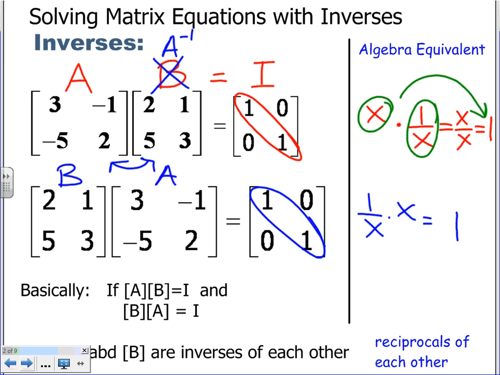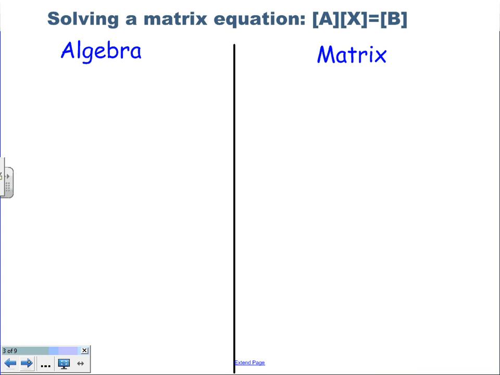This is the only time where order can go both left to right and right to left. But the important thing here is that matrix A and matrix B, when they do equal I, then they are inverses of one another and they cancel each other out. So we're going to use that now in the next slide.